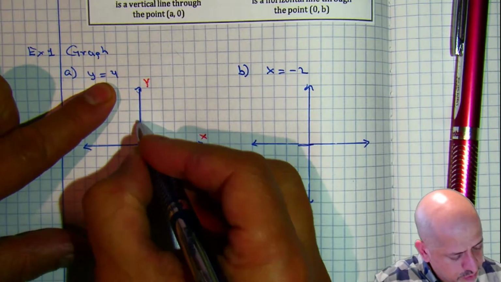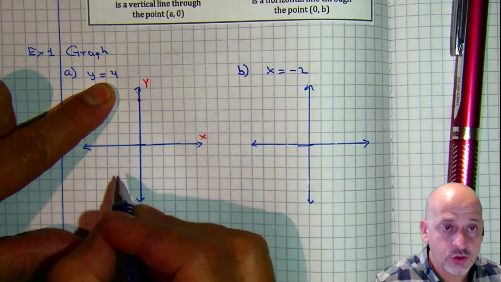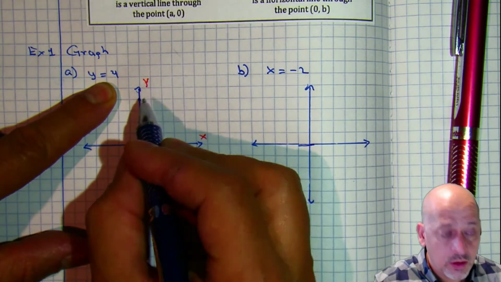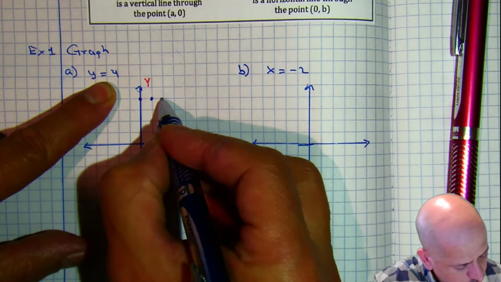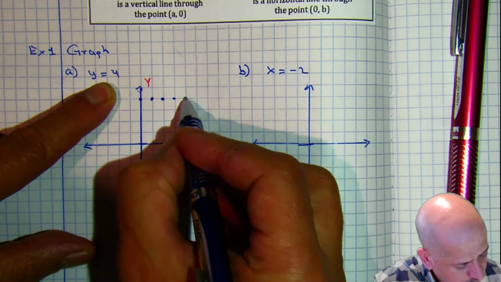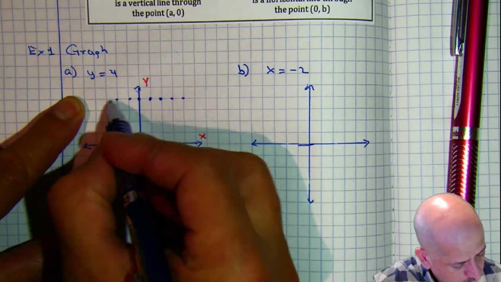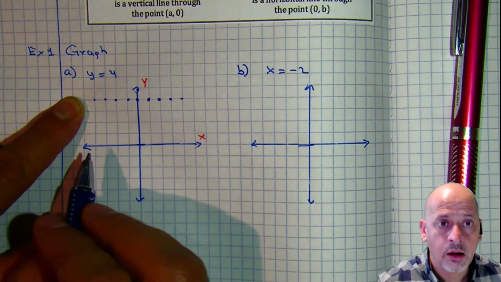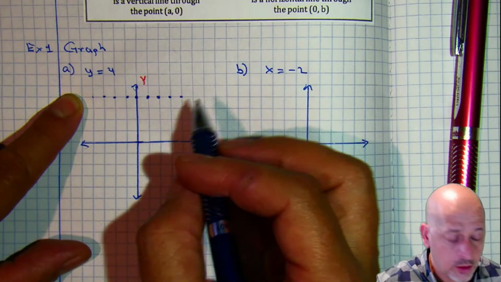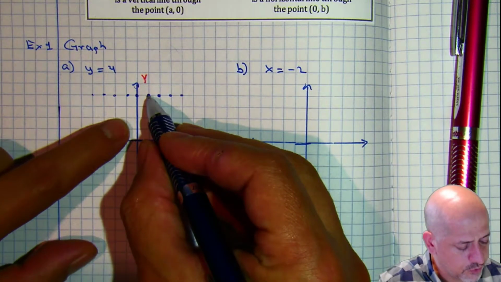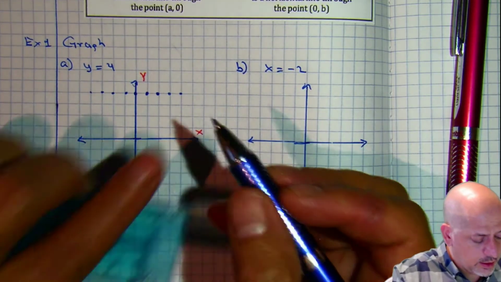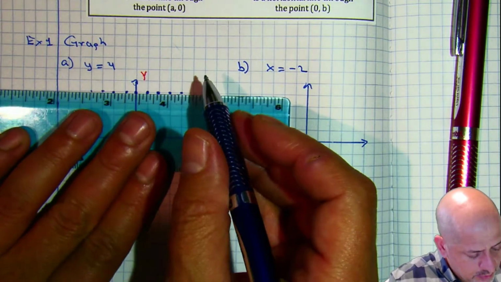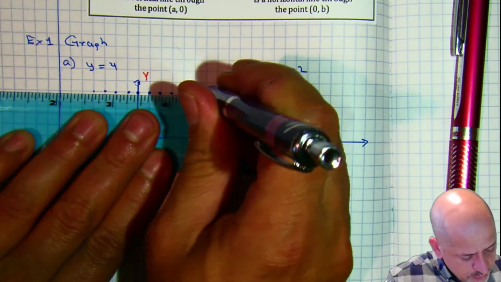So 1, 2, 3, 4. This point, the y value is 4. And we know the y values is 1, 2, 3, 4. So I'm going to collect all those points whose y value is 4. So therefore, this one is (1, 4), this one's (2, 4), this one's (3, 4), this one's (4, 4). And I can make my line all the way through, and that's it.